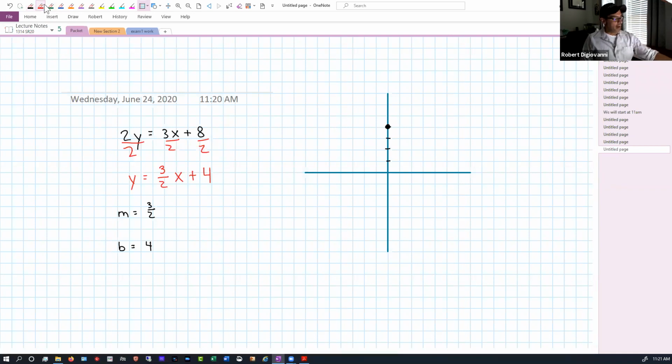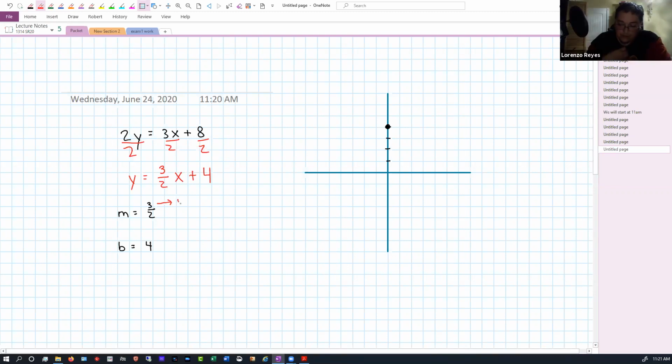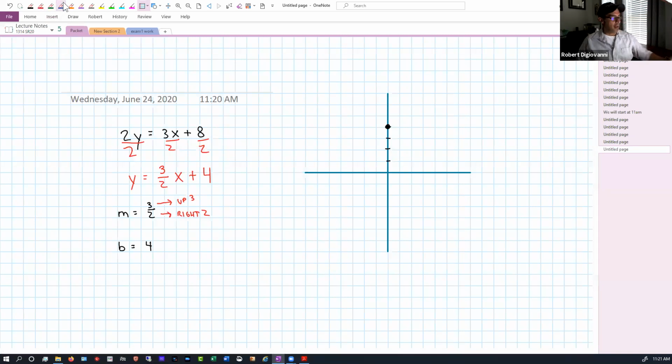So now we go to our slope, which is our rise over run. What does the 3 on top tell me we need to do? Go up 3. And then what does the 2 on the bottom say? Right 2. And where do we start going up 3 and right 2? The y-intercept. We always start from that point that we had. So we're going to go up 3: 1, 2, 3. And then we're going to go to the right 2: 1, 2. And right there, we're going to put a dot. And then to the best of our ability, we're going to draw a straight line.